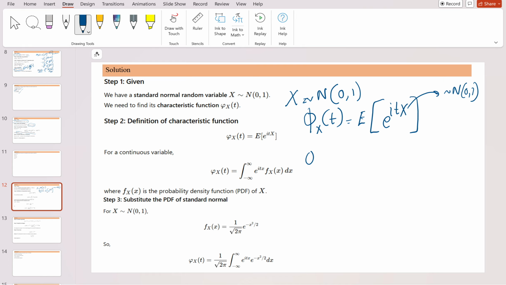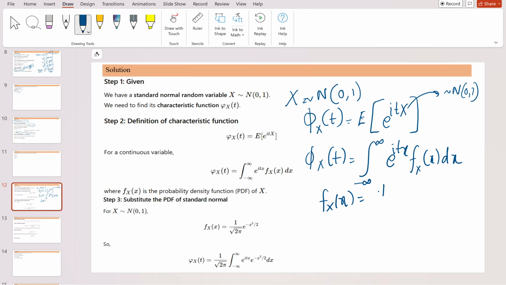Okay, so let's find it out. Just put in the values. This is the integral from minus infinity to infinity of e to the power itx times fX(x) dx. fX(x) is the probability density function of X. Substituting the probability density function for a standard normal random variable, it will be equal to 1 upon the square root of 2 pi, times e to the power minus x squared by 2.